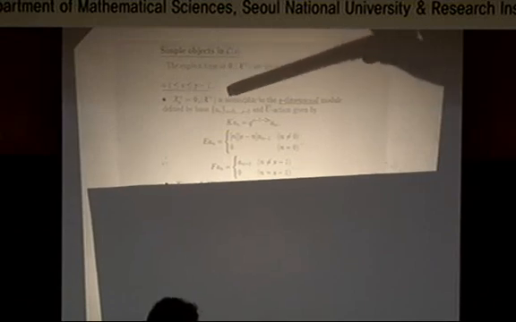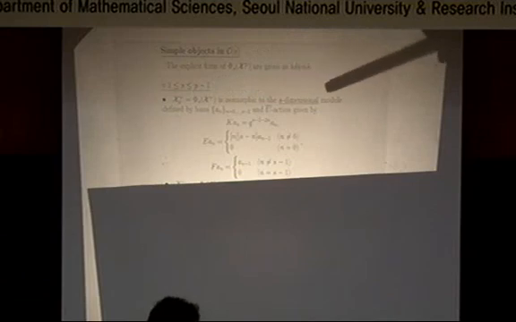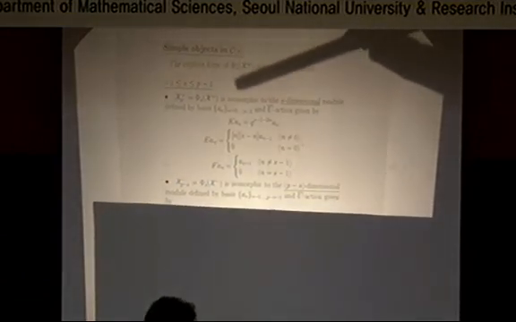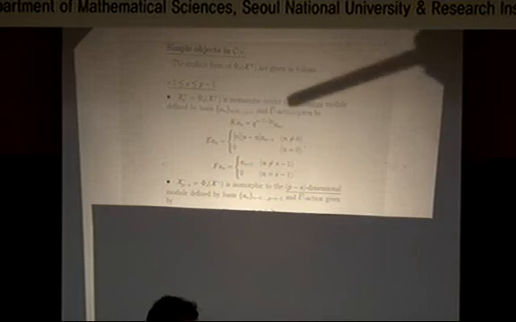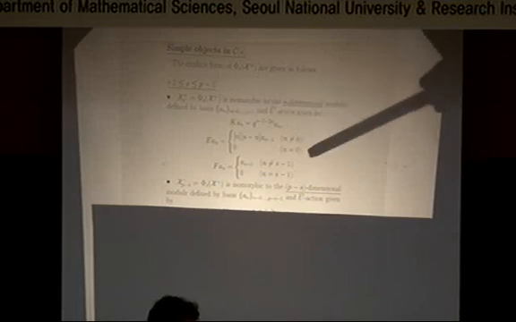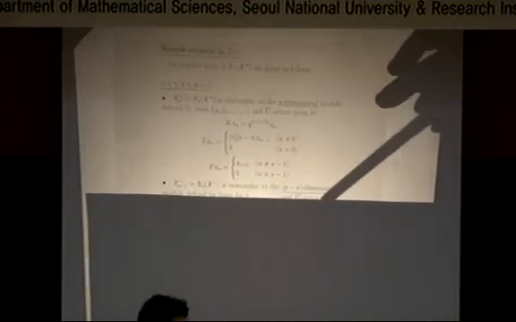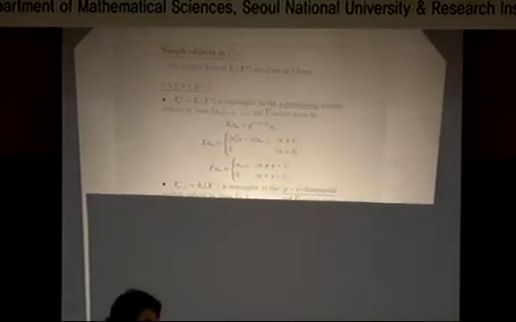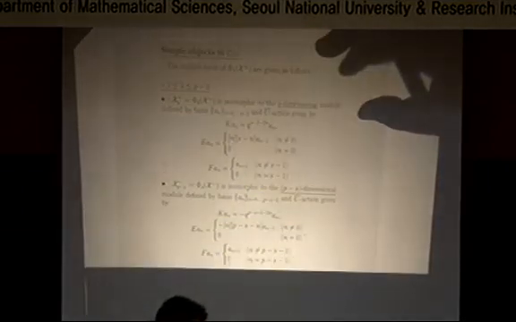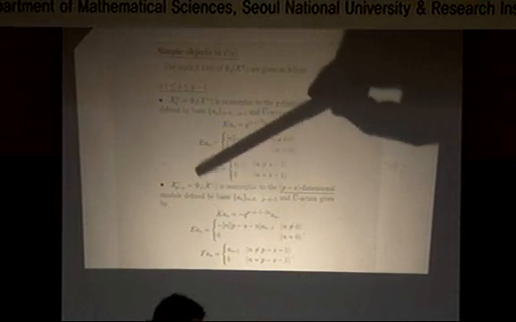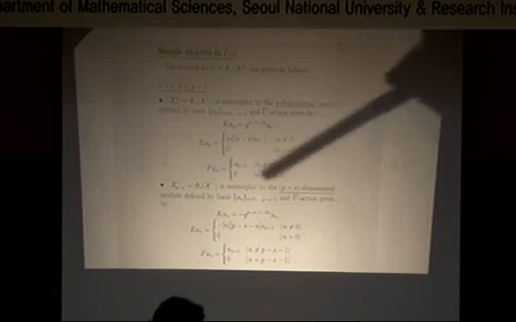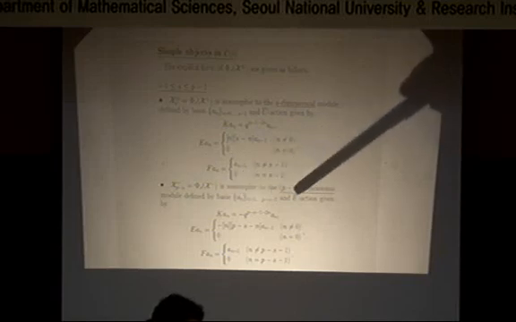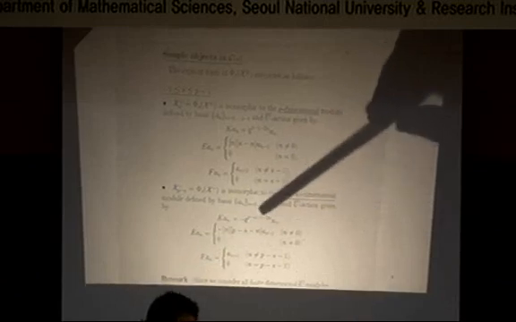XS plus is isomorphic to S-dimensional module defined by basis, where n runs over 0 to S minus 1, and U bar action given by this formula. This is the usual S-dimensional irreducible module. And X sub P minus S minus is isomorphic to P minus S dimensional module defined by basis and U bar action given by this formula.